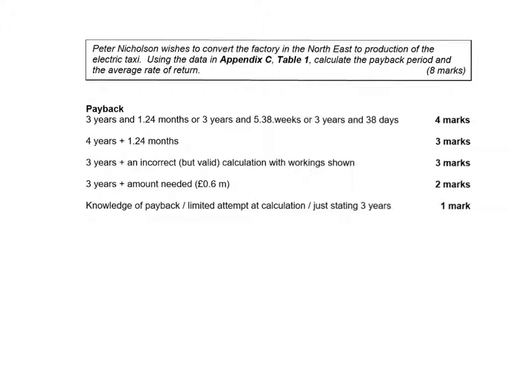This is the mark scheme. Obviously, they've not rounded it like we have, but you'd still get the marks for 5.4. What they've got is 5.38, but again, it doesn't matter as long as you show that you've rounded it up. But they've also shown it in months as well. So they've got 3 years and 1.24 months, or 3 years and 5.38 weeks, or 3 years and 38 days, and that will get you the marks.